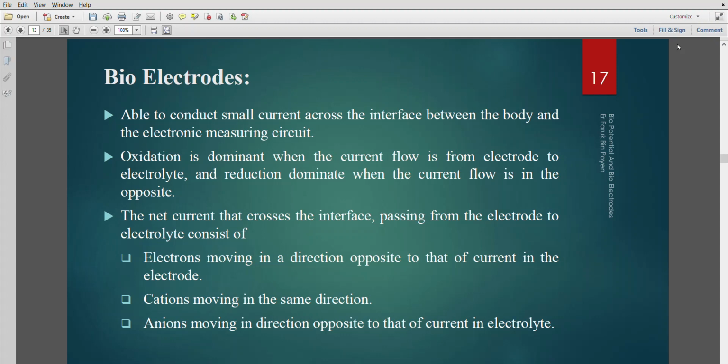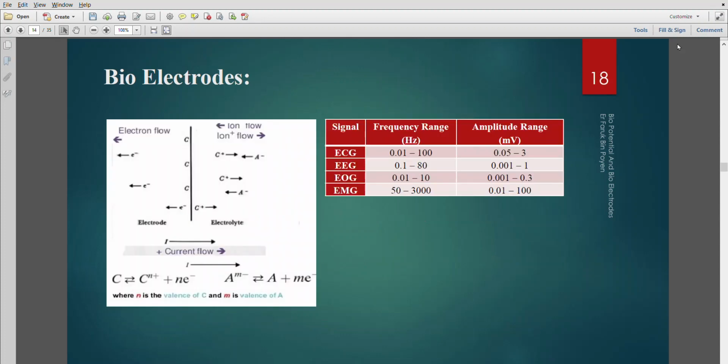So the net current that crosses the interface, passing from the electrode to the electrolyte, consists of electrons moving in one direction opposite to that of the current, cations moving in the same direction, and anions moving in the direction opposite to the current. So if you see, the electrons are flowing away, and cations and anions are moving towards the interface. This is the electrode-electrolyte interface, this is the electrode, and this is the electrolyte, and the current is flowing to the right-hand side. Electrons are flowing in the opposite direction. Cations, the ions, are flowing in one direction.